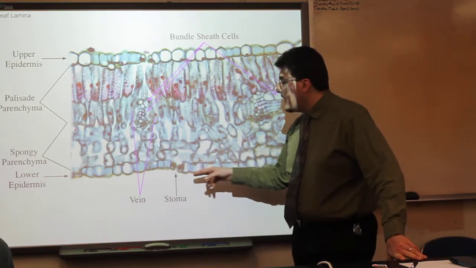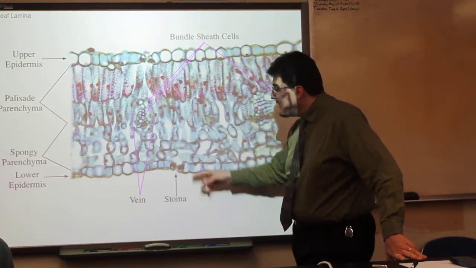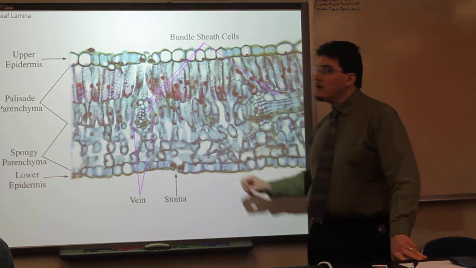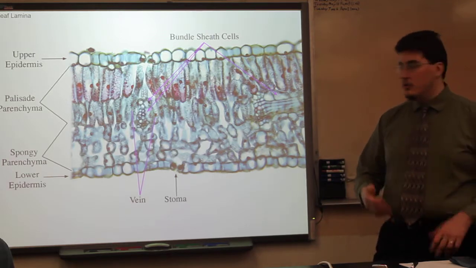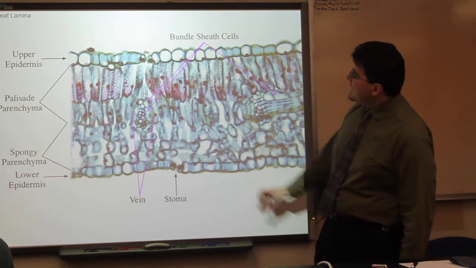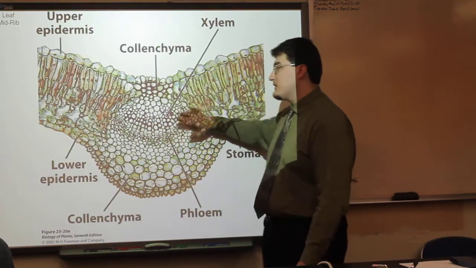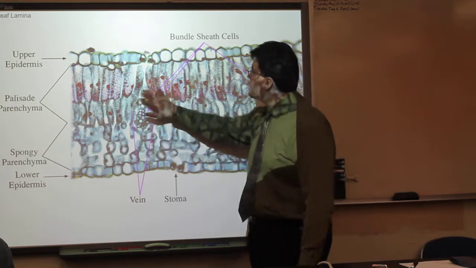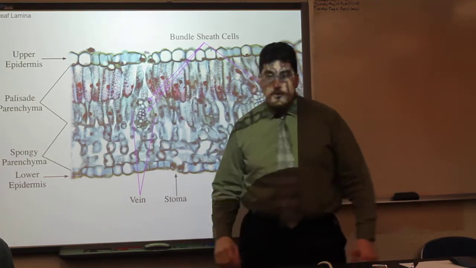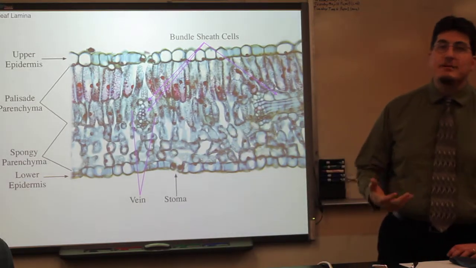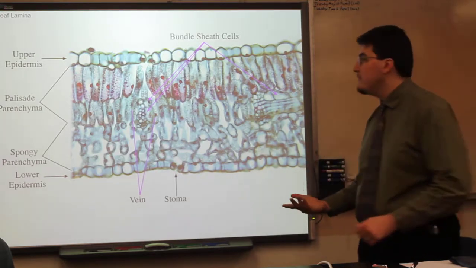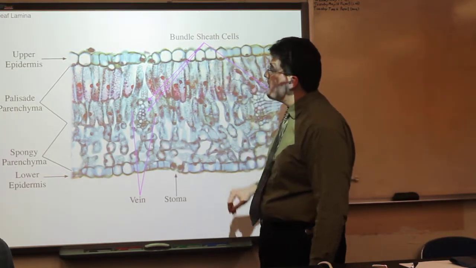So this stoma is flanked on either side by guard cells. Guard cells are the openings to stomata. Now here we have these vascular bundles surrounded by bundle sheath cells. Those bundle sheath cells are parenchymatous cells that surround and sheathe a vascular bundle, thus bundle sheath cells.